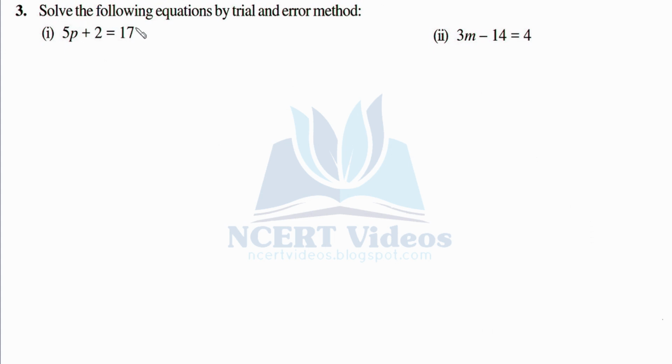Question third, solve the following equations by trial and error method. So recall what the trial and error method is. You try to put the value of that variable into this equation and check whether left hand side is equal to right hand side. In case this happens, the value of p is the solution for your equation. So we will do both the parts.